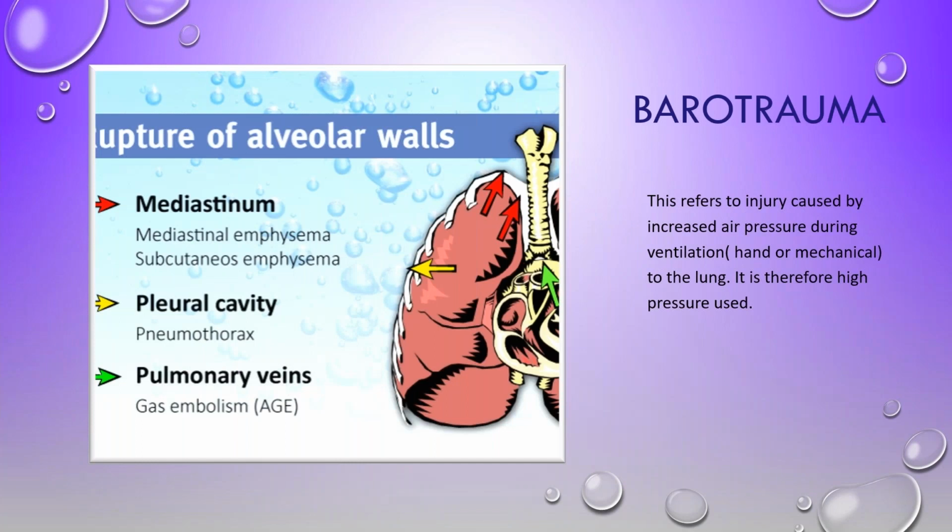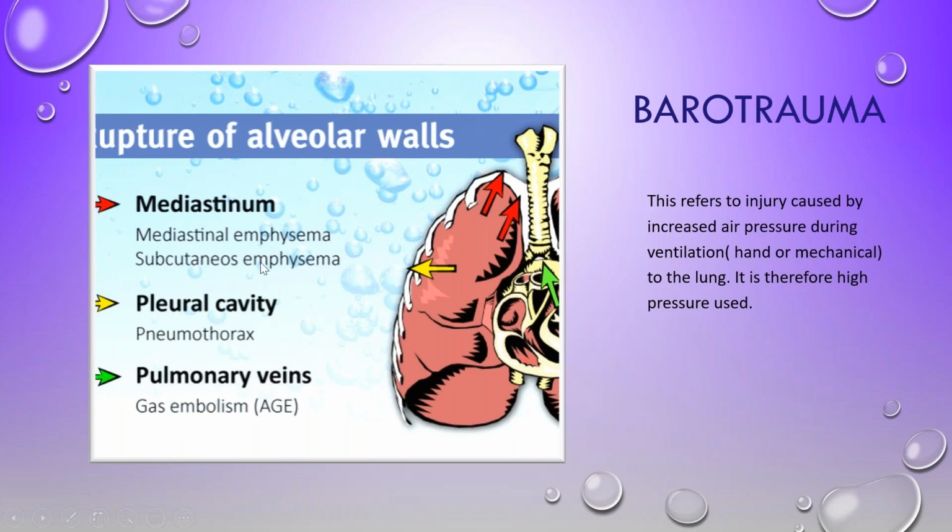So what is barotrauma? This is the trauma caused by increased airway pressure during ventilation to the lung. It is therefore when we use too much pressure. This is when you are bagging a baby using a bag valve mask resuscitator, you are using too much pressure, too high flow, and what you're starting to see is that you are starting to do barotrauma.